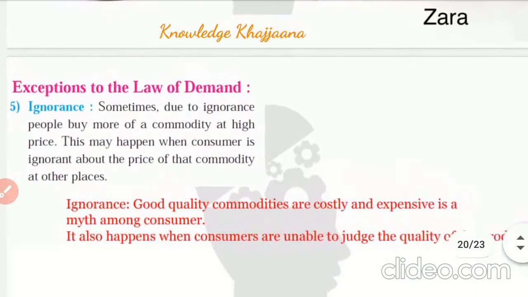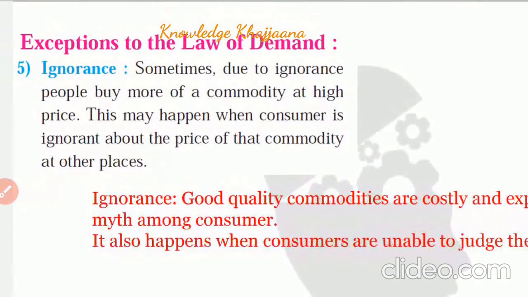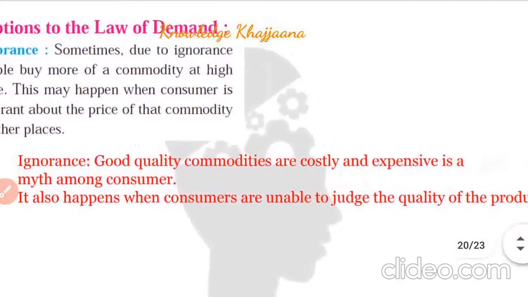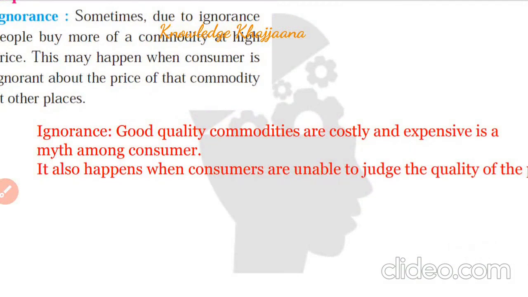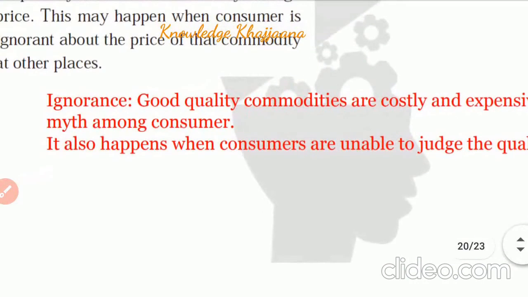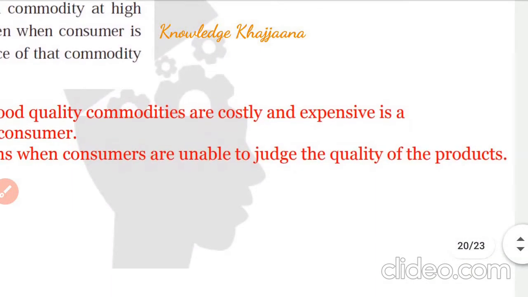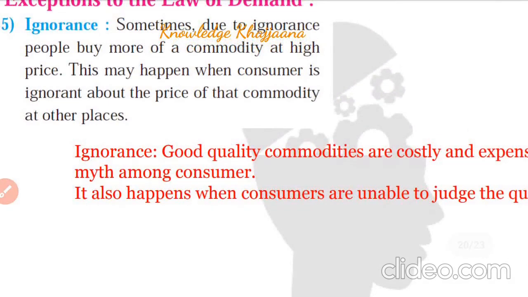The next exception is ignorance. What is meant by ignorance? Sometimes, due to ignorance, people buy more of a commodity at a higher price. This may happen when the consumer is ignorant about the price of that commodity at other places. Also, that good quality commodities are costly and expensive is a myth among consumers. What is a myth? They think that. It also happens when consumers are unable to judge the quality of the products. In these two cases this can happen.